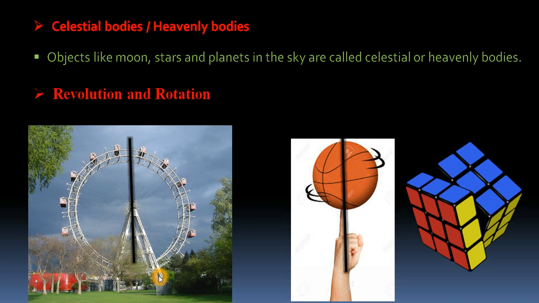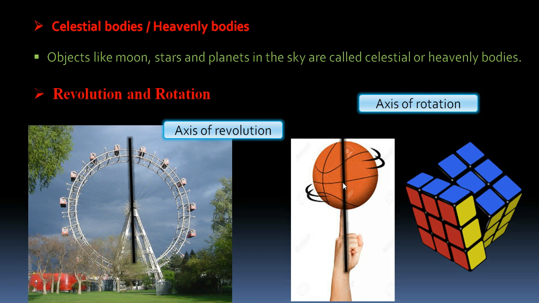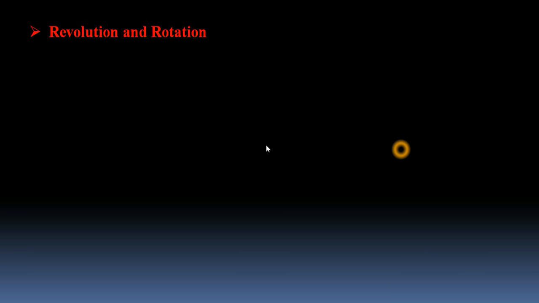Here you can say this rod is the axis of revolution, and the object is moving around this axis of revolution. And in this case, this is the axis of rotation, and here the ball is spinning, the ball is turning around this axis. That means the ball is not moving around some other object. So these are the examples of revolution and rotation.